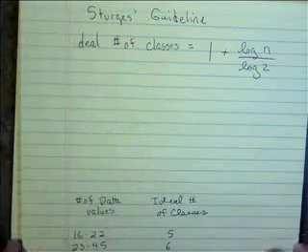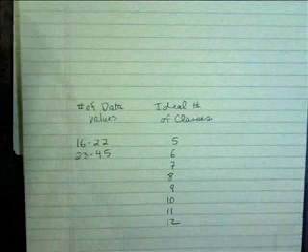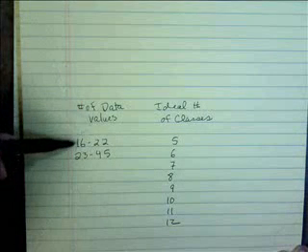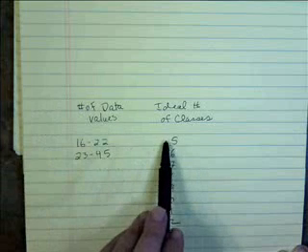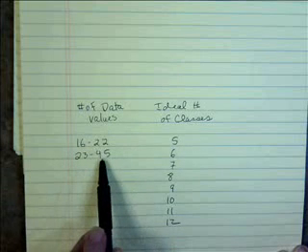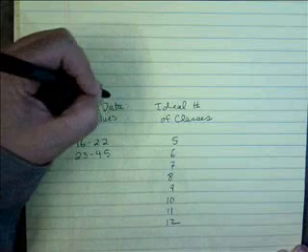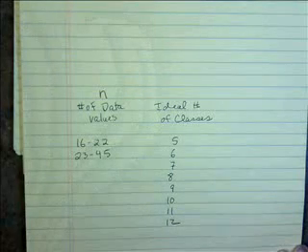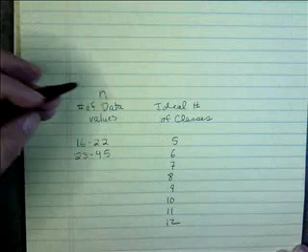So the idea here is that we are going to give you the number of data values. In other words, if n, our sample size, is between 16 and 22, the ideal number of classes is 5. If it's between 23 to 45 inclusive, the ideal number of classes is 6. So again, I'm saying that n represents the number of data values. And we could test this out.